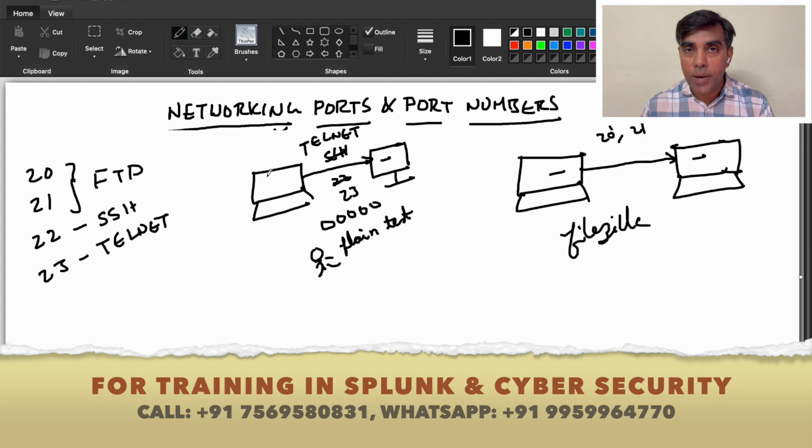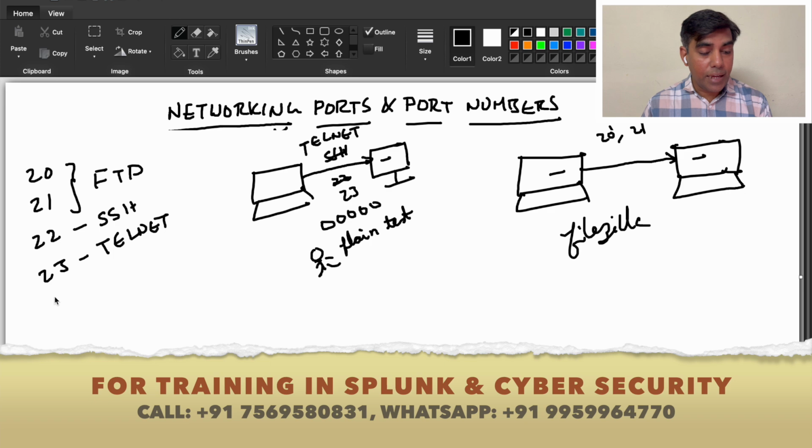Otherwise both have the same functionality. You can use telnet and access all the information on that particular server. But that's why nowadays nobody uses telnet, because it is prone to vulnerabilities. Attackers can steal your data, whereas SSH is always secure because it is encrypted. So that is the difference: port 22 for SSH and 23 for telnet.